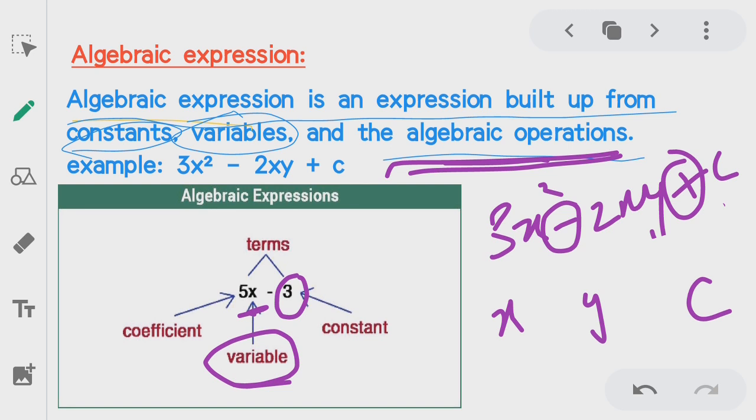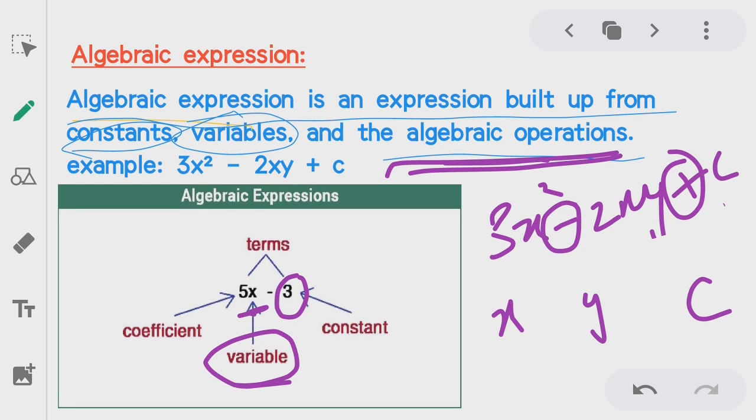What are variables in this? x is a variable. What is 3? Constant. What is 5? Coefficient of x, because it is multiplying with the variable x. Next, the other example is 3x square minus 2xy plus c. Now in this one, what are the terms? 3x square is one term, minus 2xy is one term, plus c is one term. These are the three terms.